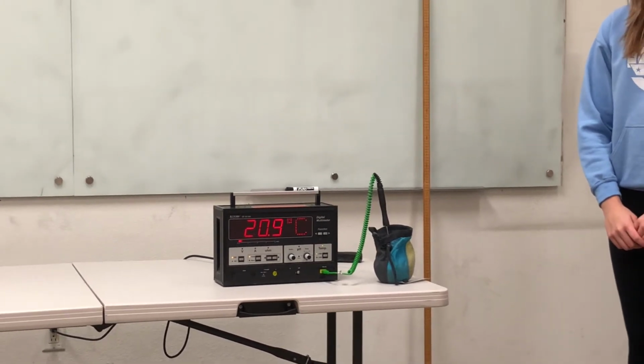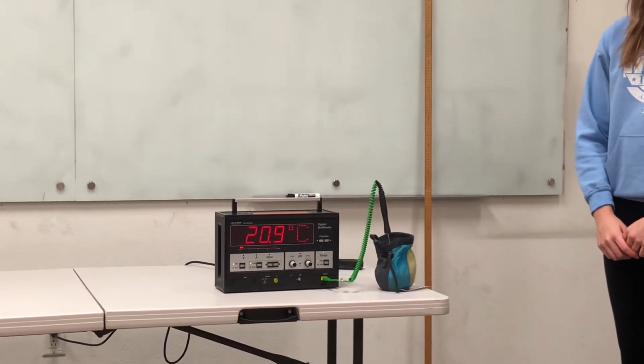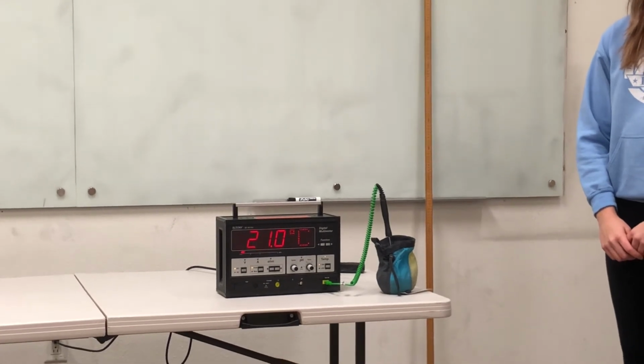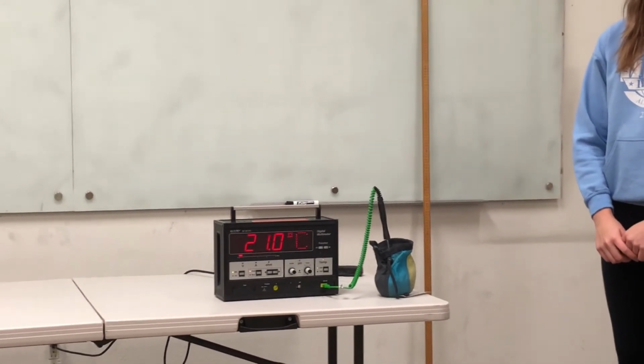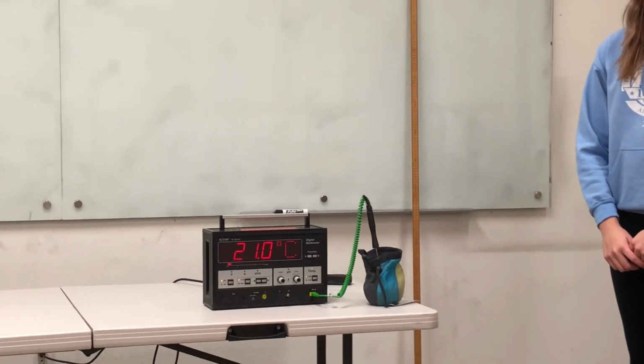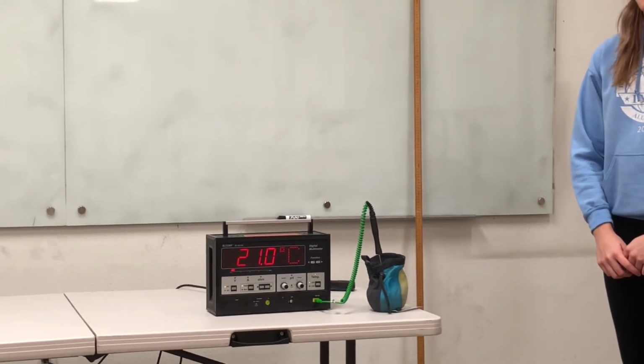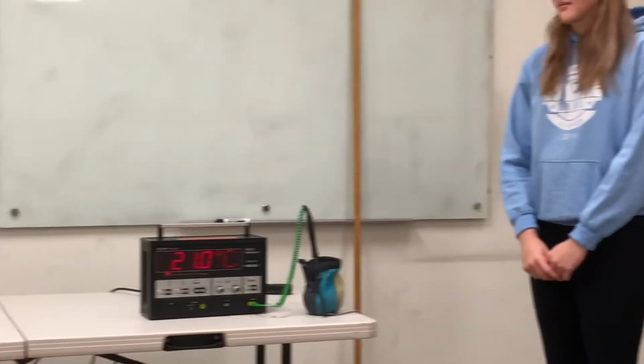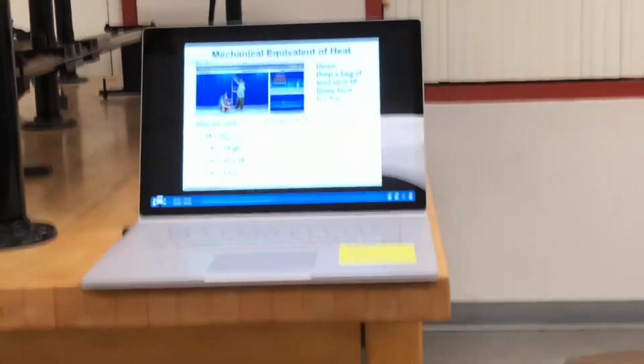Now, knowing the properties of lead, specifically the specific heat of lead, now we're at 1.3 degrees in temperature change, 1.3 degrees change. Let's go over and see why it should raise by that amount.